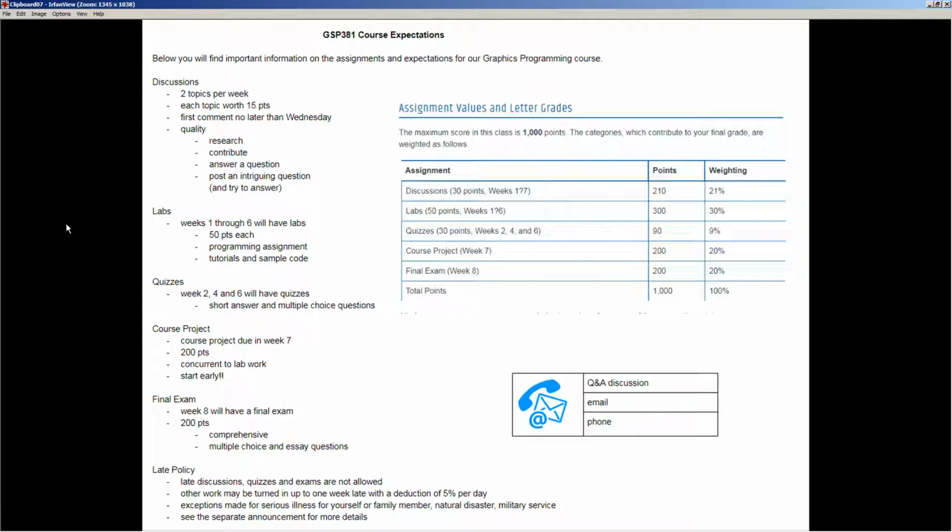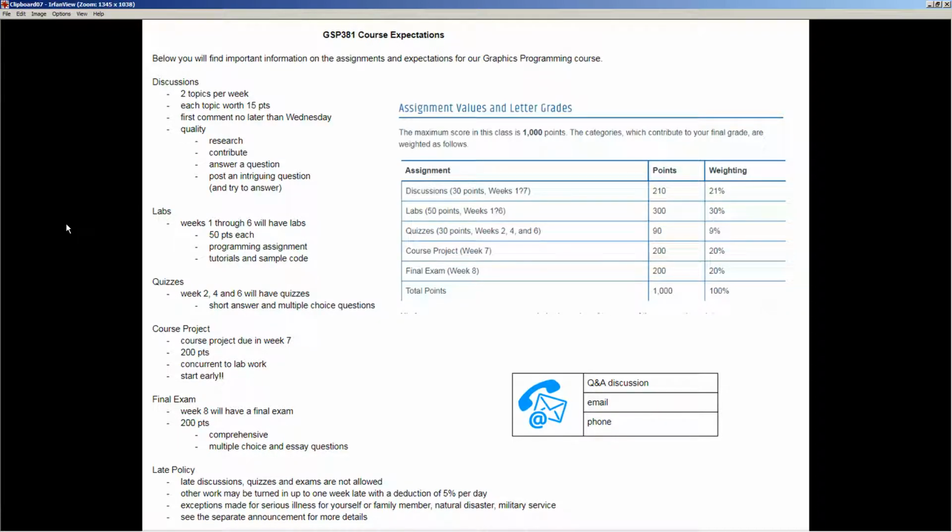At the end of week 7 there's a course project due. It's worth 200 points. It's actually assigned in week 1, and it mirrors or runs concurrently with the labs. So it's very important that you start this early and not wait until week 7 to try to complete the course project. In week 8 we'll have a final exam. It's also worth 200 points. It will be comprehensive and consist of multiple choice and essay questions.